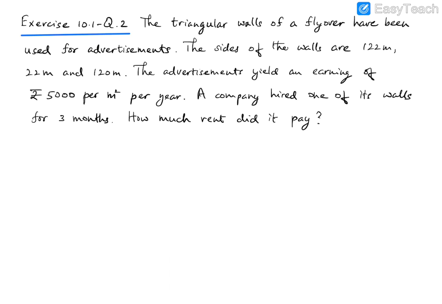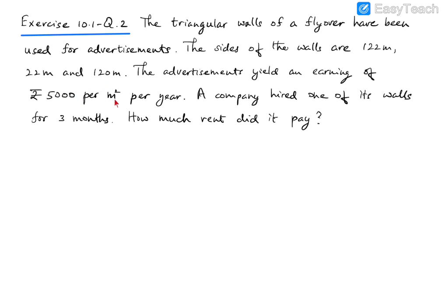Okay, so basically we'll first find the total area of the wall. Once we find the total area of the wall, we can find it using Heron's formula, because we are given the three sides of the triangle. So by using Heron's formula, you can find the area. Once we have found the total area of the wall, we will multiply the total area by 5,000 to get the total cost of advertisement on that wall for a year.